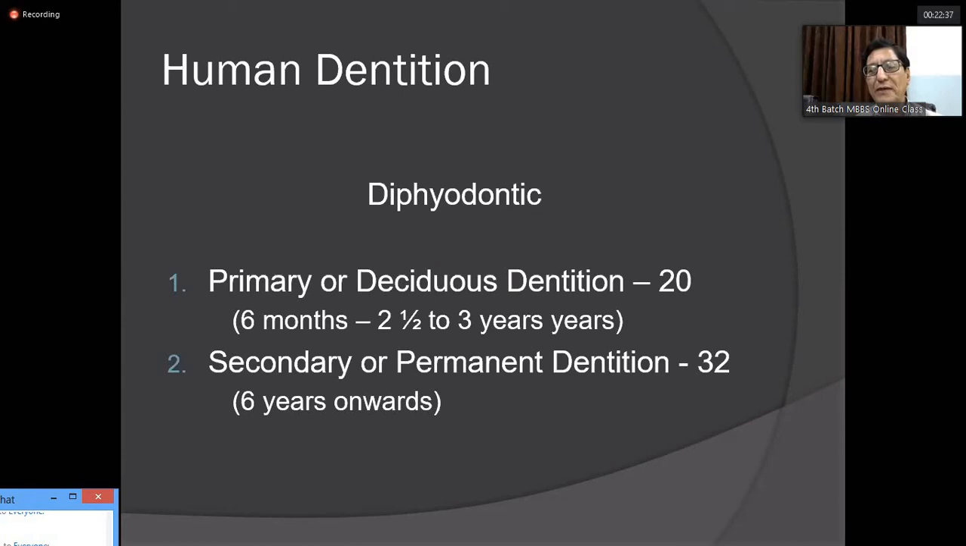Usually 32. And the first permanent tooth to appear in the oral cavity is at the age of 6 years. That is also an average time, 6 years. Some 5.5, some 6.5, maybe. So it's an average. Okay. So when you look at the mouth of a 6-year-old child, probably you'll see some permanent teeth in the oral cavity. Some teeth have been replaced. We'll talk about that in due course of time. So from 6 years onwards, you have permanent teeth also in the oral cavity.